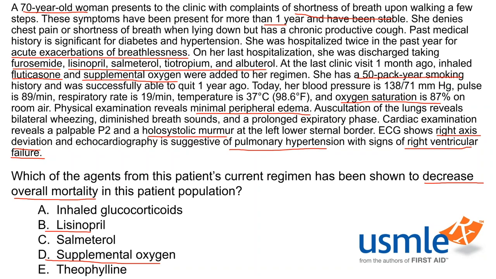Supplemental oxygen is what you use in anyone that has a resting SpO2 less than 88%, or a PaO2 on an ABG less than 55. It can be less than 89% if they have signs of right heart dysfunction or right heart failure, which this patient has, which is pulmonary hypertension, cor pulmonale, signs of right heart failure. Also, if someone is exercising and they desaturate, there's some evidence to say that they need more oxygen as well. So supplemental oxygen would be your right answer here.